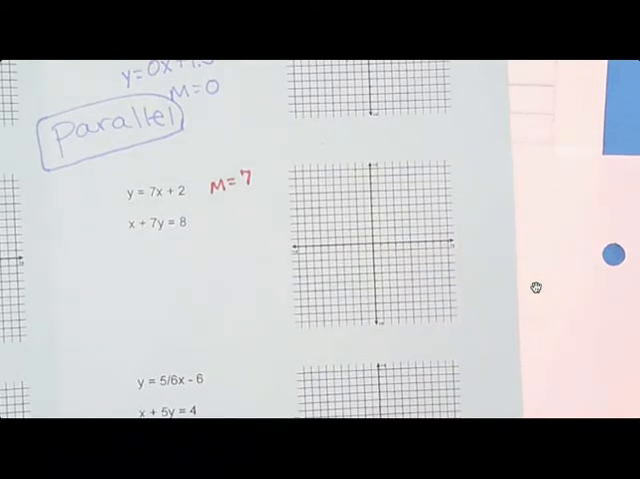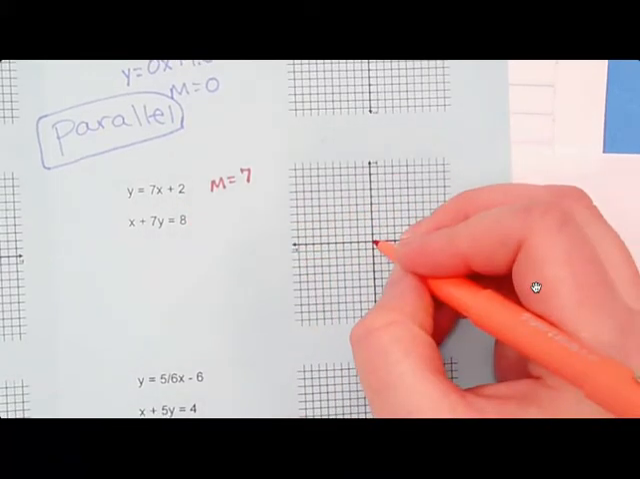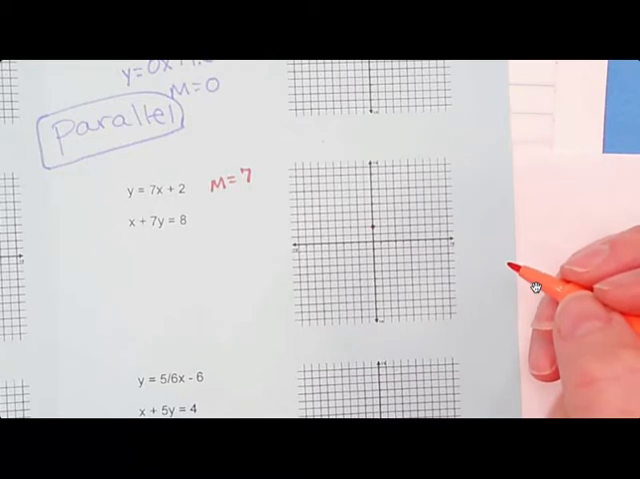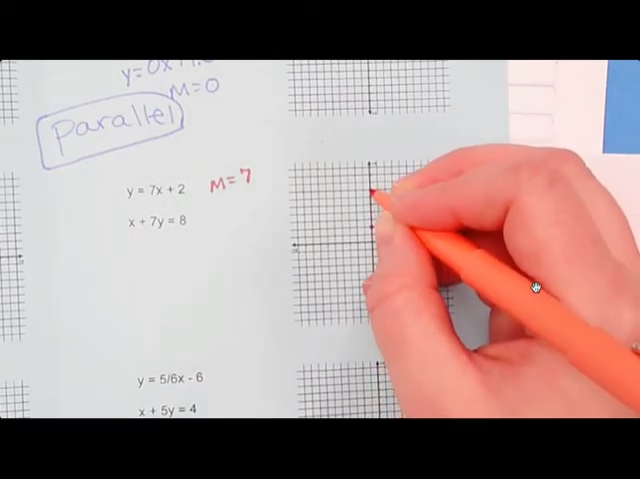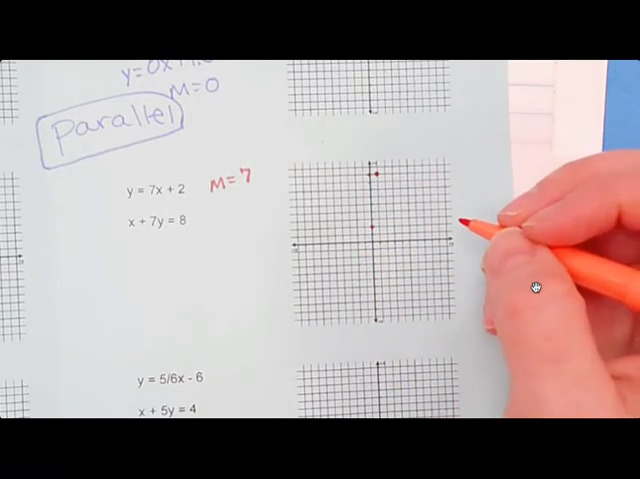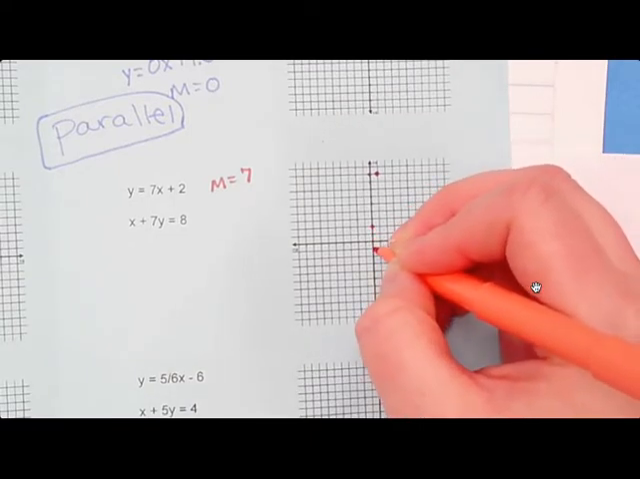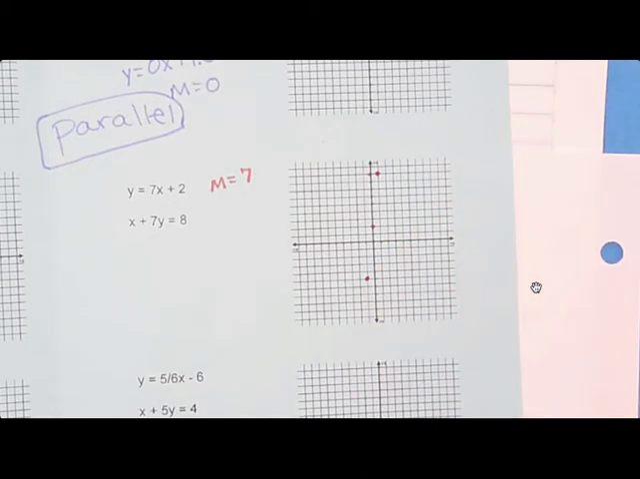So we can graph it by doing our y-intercept, which is 2. So go up 2. And then do our slope. 1, 2, 3, 4, 5, 6, 7 over 1. And then I can go from this point and go down 7. 1, 2, 3, 4, 5, 6, 7 over 1. So now I have 3 points to make my line from.